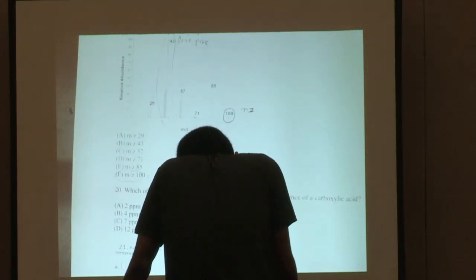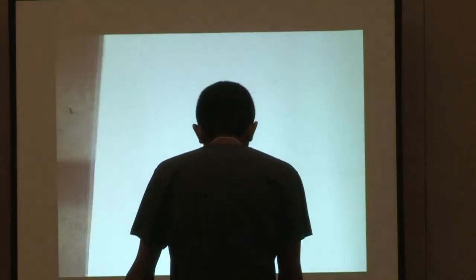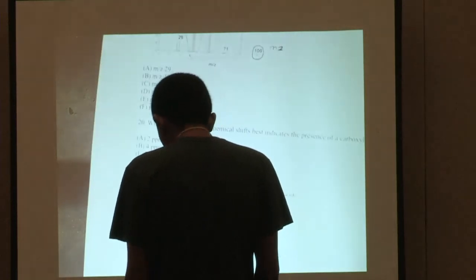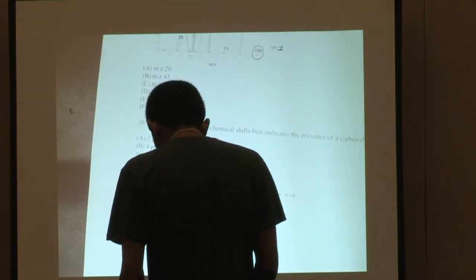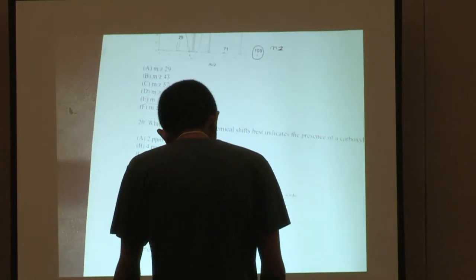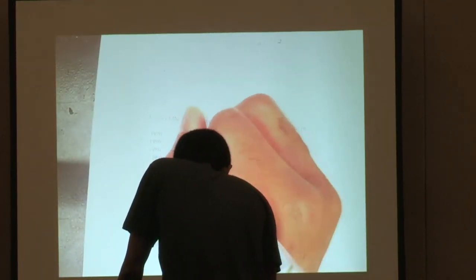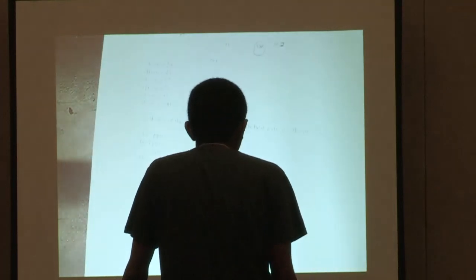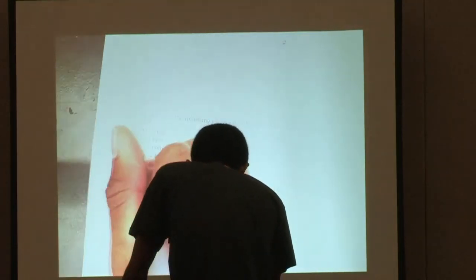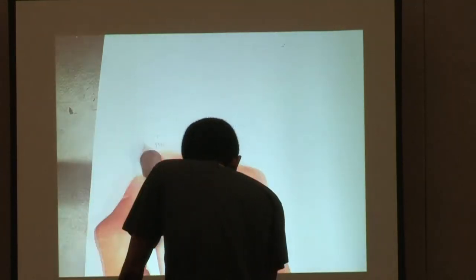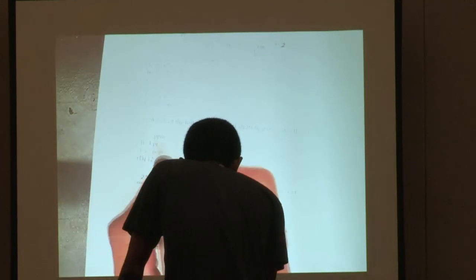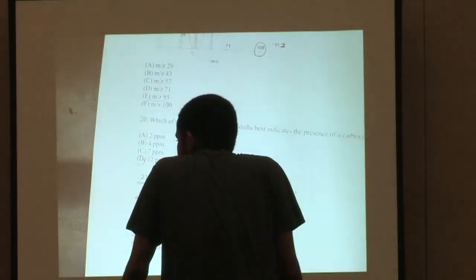Which of the following chemical shifts best indicates the presence of a carboxylic acid? I like doing these ones because you just memorize it. So 12 ppm is your answer for COOH, carboxylic acid. So it's D. I'll give out the values for what 2, 4, and 7 will be after the words.